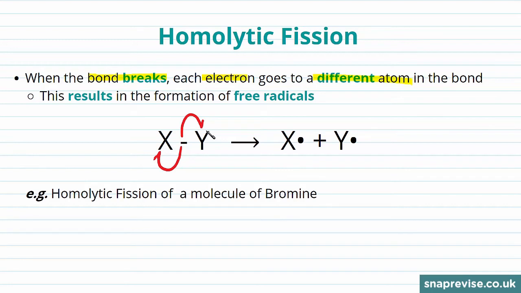Now, this type of bond fission results in the formation of free radicals. We represent free radicals with a dot like this, and they're highly reactive species as they possess one unpaired electron.